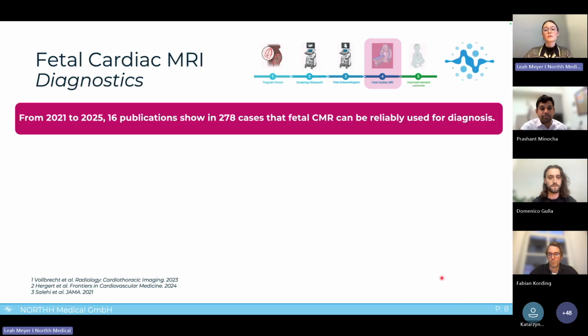Of course, it's crucial to have information on the diagnostics of fetal cardiac MRI, and studies have shown in the past that fetal cardiac MRI has a comparable diagnostic accuracy to echo. We looked at 16 publications from 2021 to 2025, showing in 278 scanned fetuses that fetal CMR can be reliably used for diagnosis.